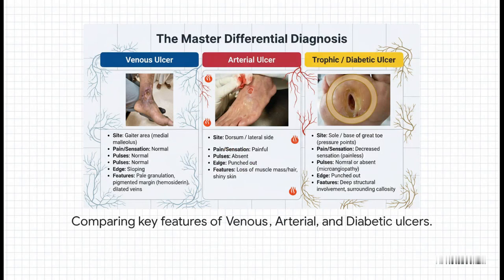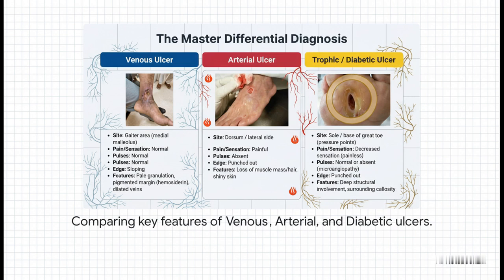Okay, let's quickly compare the three most common ulcers you'll encounter. First, we have the venous ulcer. Look for it in the gaiter area of the leg. The key signs are normal pulses and that brownish pigmentation of the skin. Now, contrast that with an arterial ulcer, which is often on the dorsum of the foot. This one is very painful, and the crucial finding is absent pulses.